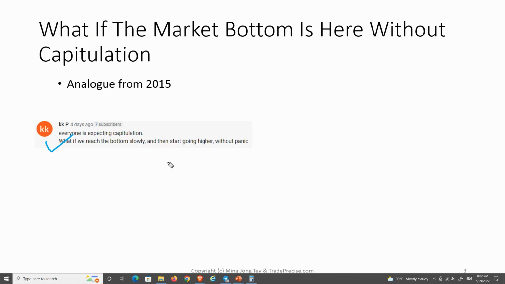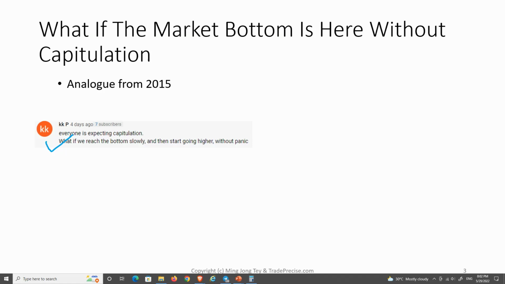At the moment, there are also quite a lot of mixed messages in the market. So what if the bottom is already here? Or what if we didn't really see the capitulation? Or what if this, what if that? So let's just go through this. What if here's a market bottom, but that's without the capitulation.